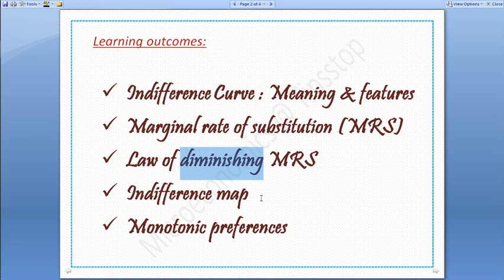Okay, so indifference map, we also learn about indifference map. It's a set of indifference curves drawn according to different levels of utility, different levels of satisfaction. You can have as many indifference curves as you like in the indifference map.